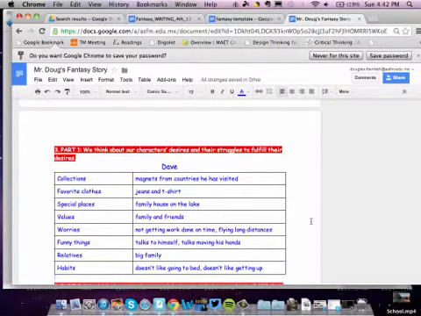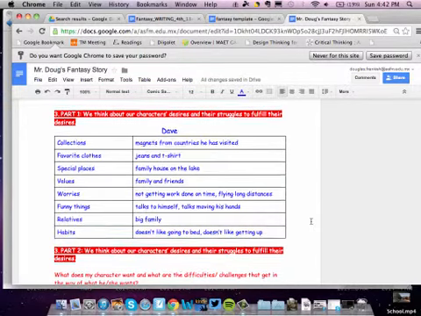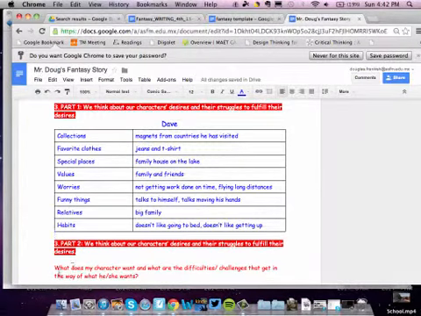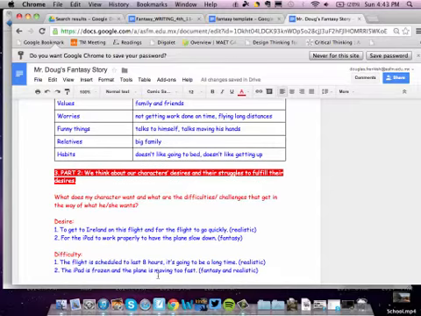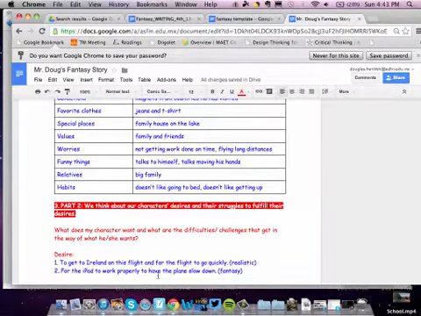So now we're going to move forward a little bit more to the second part of the lesson, and we want to think about this piece down here. What does my character want? And what are the difficulties or challenges that get in the way of what he wants? In my case, what he wants. And so now I have to think specifically about that entry and that topic that I chose to carry through the writing process. So this is going to be specific to me.